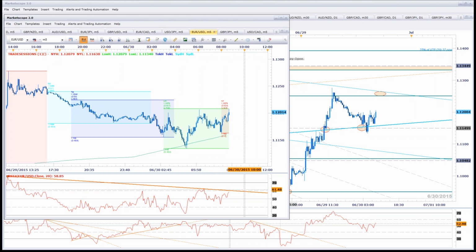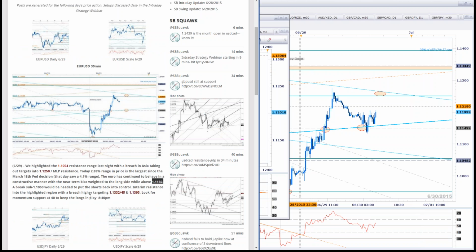Constructive above 1150, 1050 is the invalidation. Near-term resistance, you're looking right up here at 112.50. Break there, you're looking for that 1330, 1345 level. All those levels are highlighted for you on yesterday's intraday update.